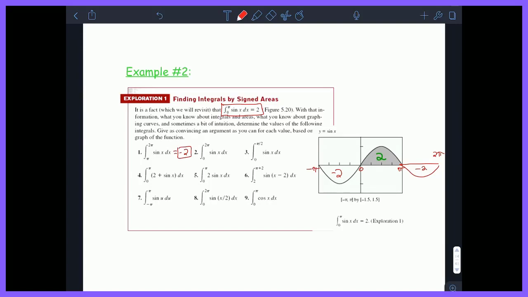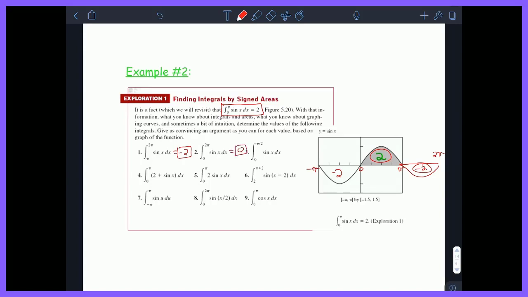Okay, number 2 is asking the integral from 0 to 2 pi of sine x dx. Well, the integral from 0 to 2 pi, oh, I don't know why I just erased that. I needed it. I always thought we were doing negative pi to pi. The integral from 0 to 2 pi would be this positive 2 added together with this -2. So the integral would actually be 0.